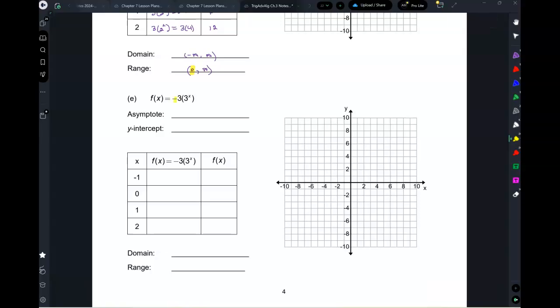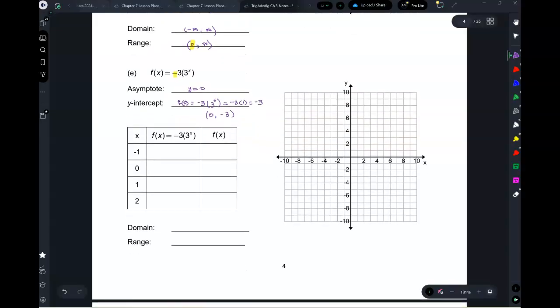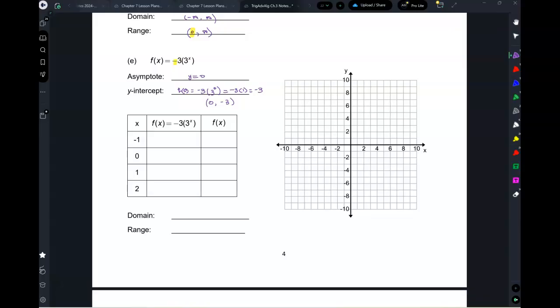This one, immediately we see there is a negative in front, so that's going to be a reflection. The asymptote is again y equals 0. The y-intercept is f of 0, which is -3 times 3 to the 0. -3 times 1 is -3. So we write it as (0, -3). Awesome. Okay. This one, again, is growth because the number that's being raised to the exponent is greater than 1. So I'm choosing -1 to 2.